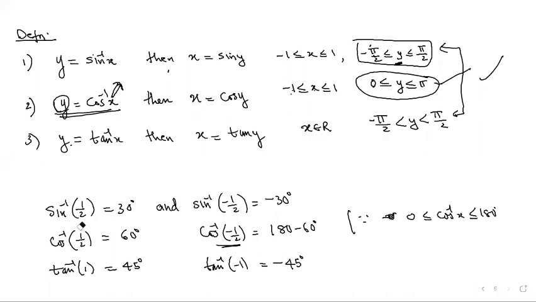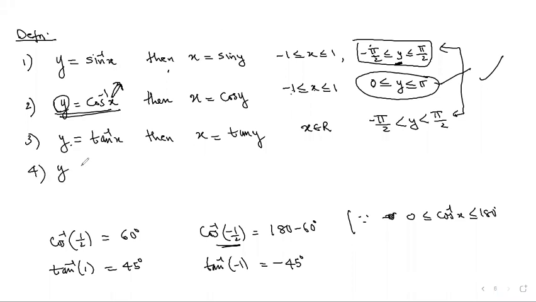Have you written all this? Examples? Yes, sir. Then write y is equal to cosec inverse x. Then x equal to cosec y. The value of x will be, the reciprocal of a number between minus 1 and plus 1 is naturally more than 1.